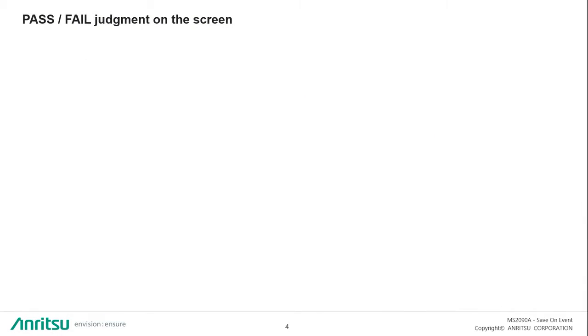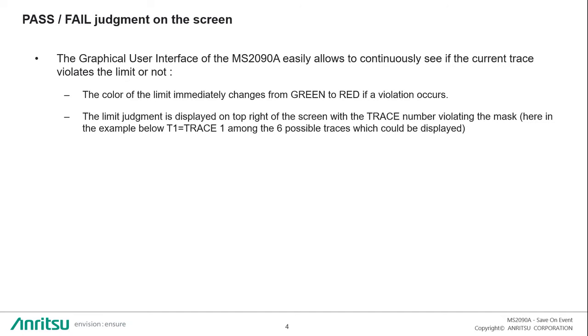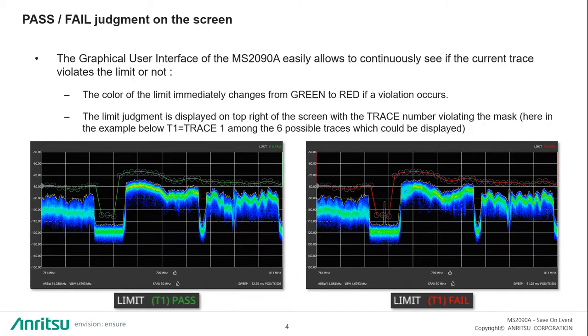The graphical user interface of the MS2090A has been made intuitive to give the user an easy understanding of what's happening on the screen. Depending on the pass-fail judgment, the limit trace will simply change its color. It will go to green if it passes, it will go to red if it fails. Here is a representation of pass and fail cases on the RTSA mode. The limit judgment also tells the user which trace passes or fails the limit mask.